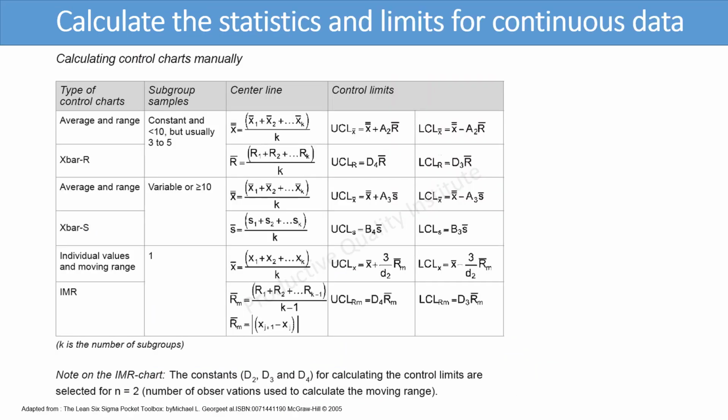Here is the table, which is used to calculate the control chart's statistics and limits for continuous data manually. During the next 2 lectures, we will see how to determine these statistics and limits manually in detail, and how to determine them using Sigma XL and Minitab.